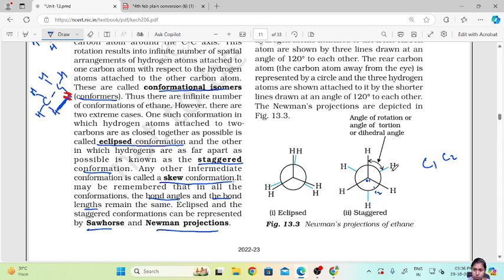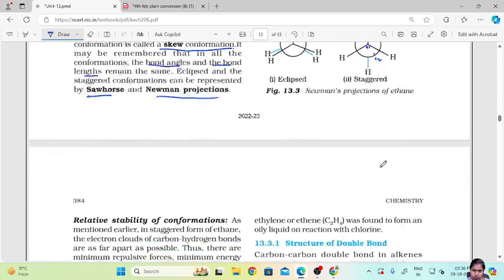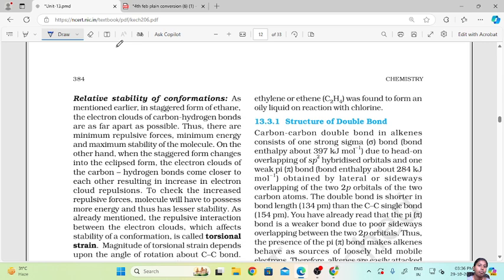This is what Newman projection is. This is the eclipsed one, where hydrogens are close to each other, and this is the staggered one, where hydrogens are far away from each other. Now, the angle of rotation, angle of torsion or dihedral angle: the angle between this hydrogen and this hydrogen is called the angle of torsion or angle of rotation.